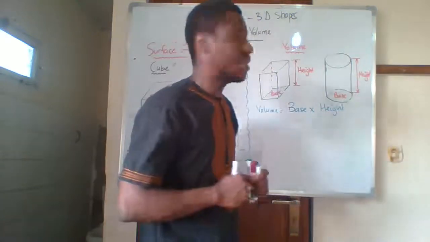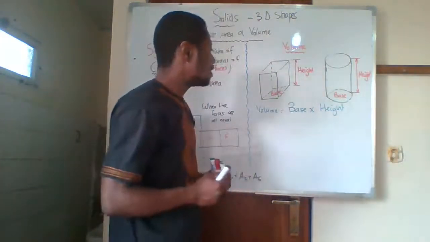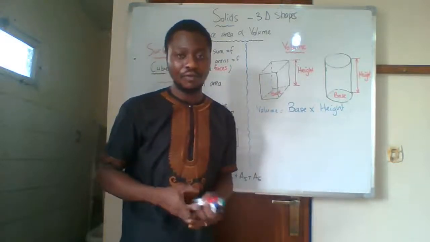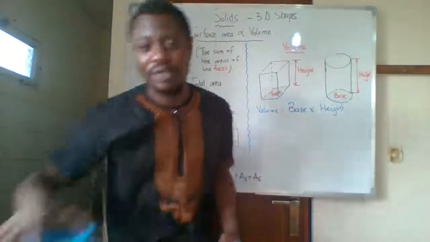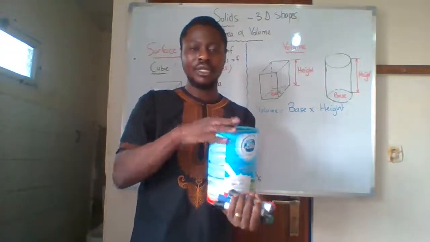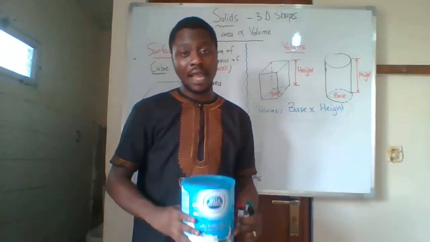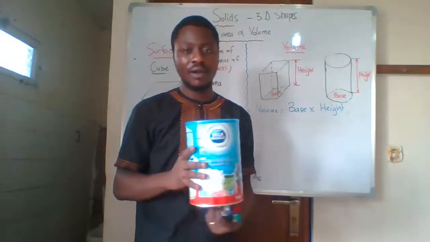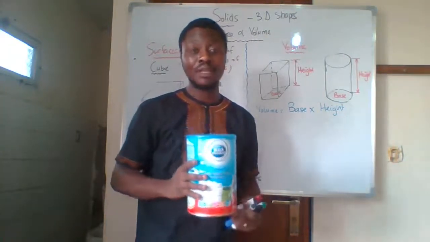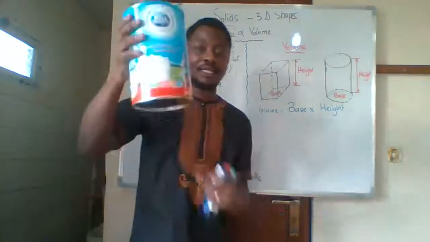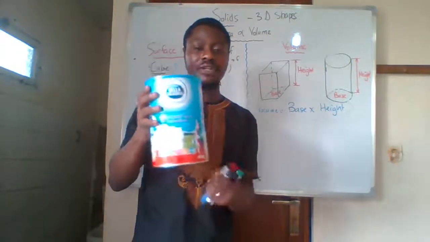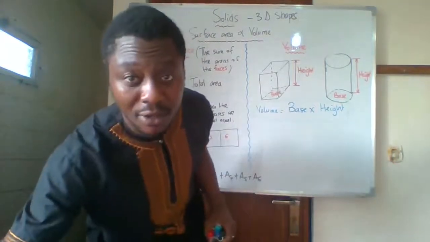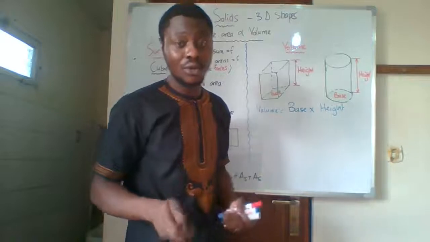Now how do you find the volume? The volume is determined by the base times the height. The base is the flat surface on which the solid can sit or can lie on the floor, like this bottom face is the base. So the base in a cylinder is a circle, and the base in a cuboid or in a rectangular prism is a rectangle or a square.